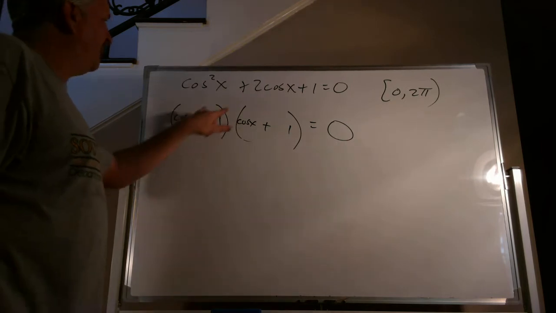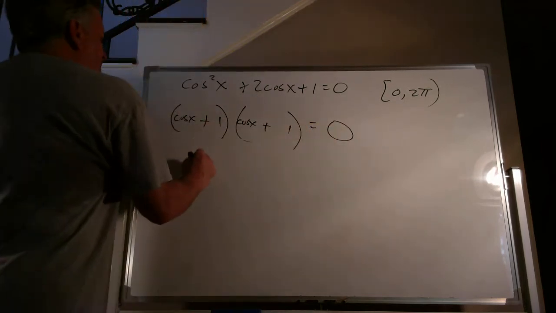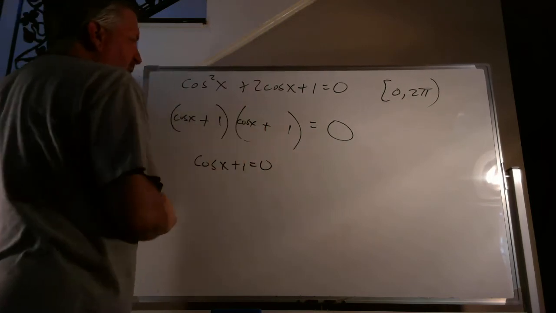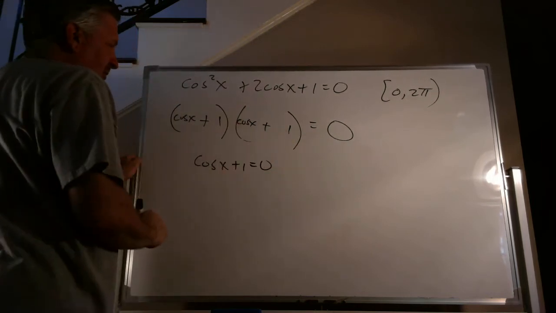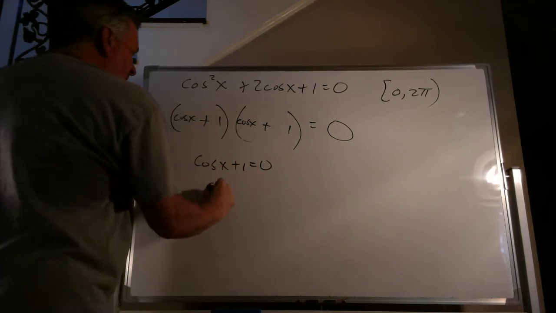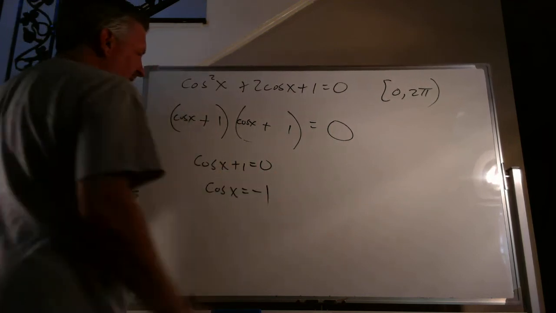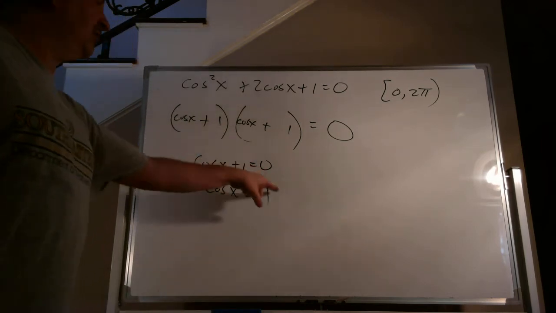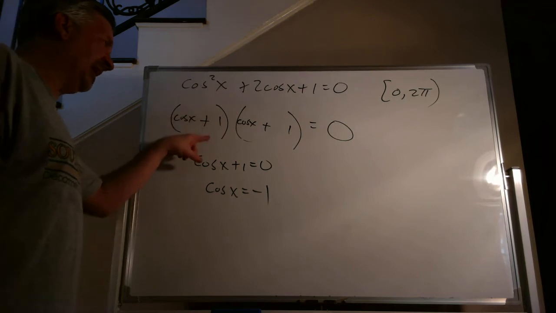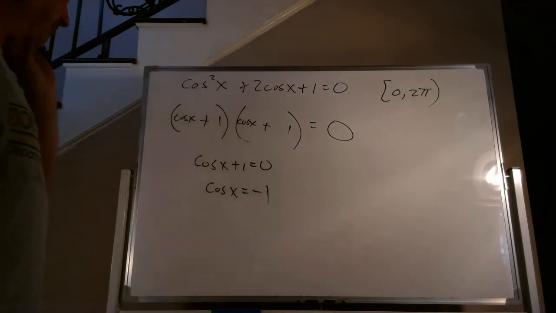Okay, so now I have something times something is 0. So either cosine x plus 1 is 0, or cosine x plus 1 is 0. It's the same thing, so I don't need to do it twice. So cosine x plus 1 is 0. Well, if I solve for the trig function, I get cosine x is negative 1. And I worked it down, the trig function equals a number. This is the new stuff. And it's really not that new, because you learned how to factor a long time ago. You just didn't have the cosines in.